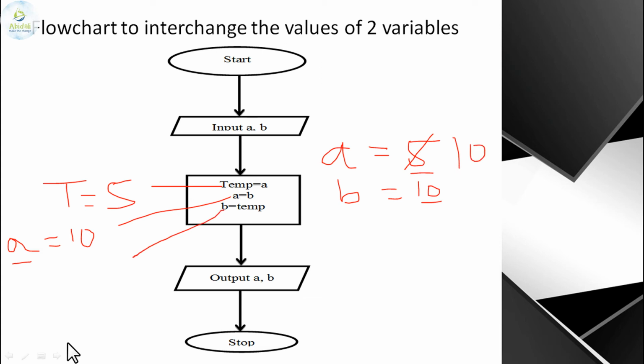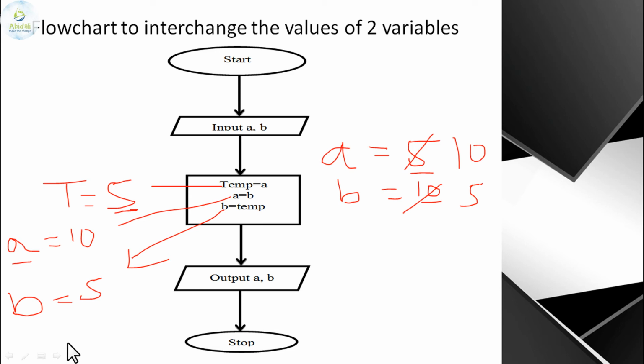The very next statement that I have is B is equals to temp. What is the value of temp? Temp value is equals to 5. So B is equals to 5. Okay. Now the new value of B is not 10, it is 5.